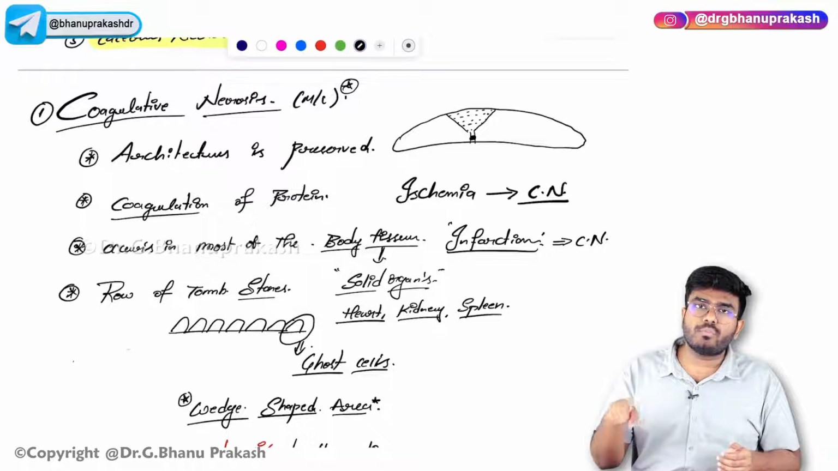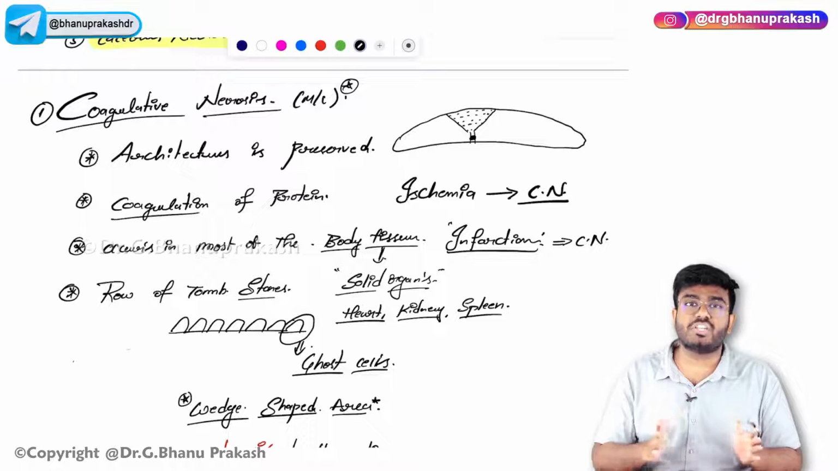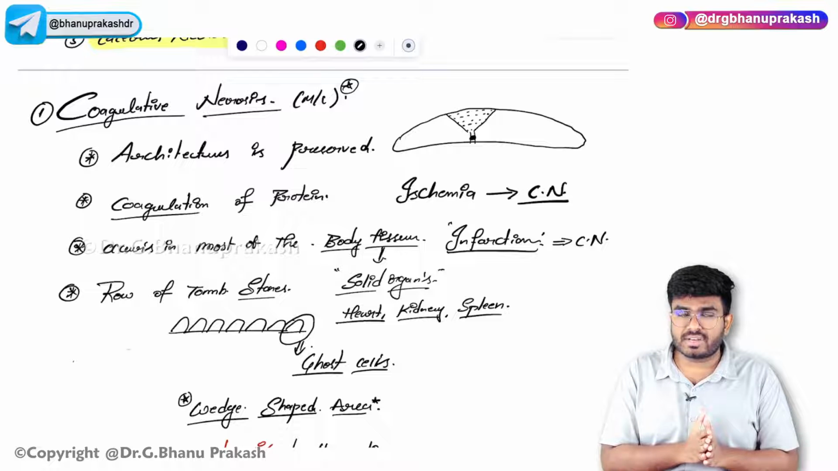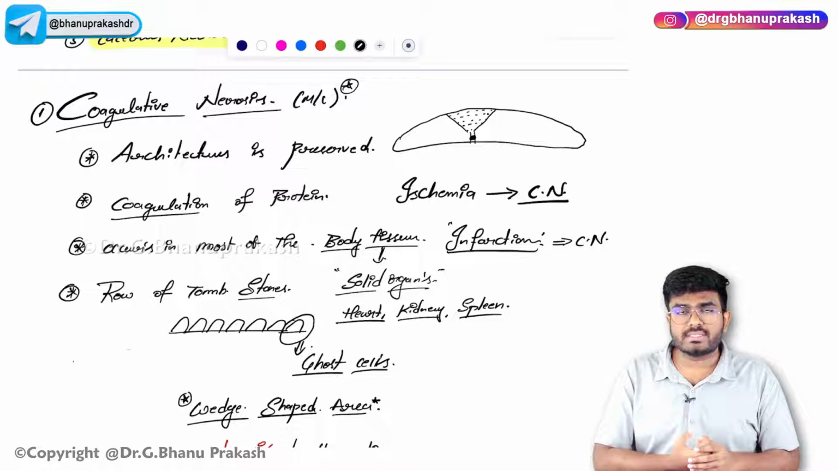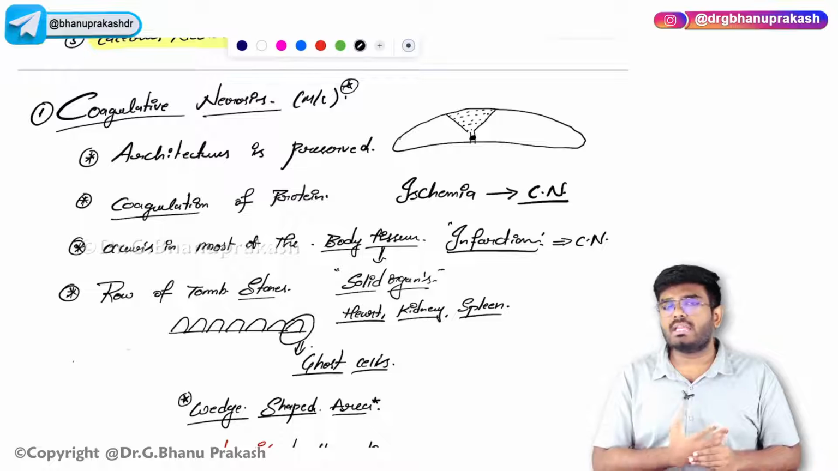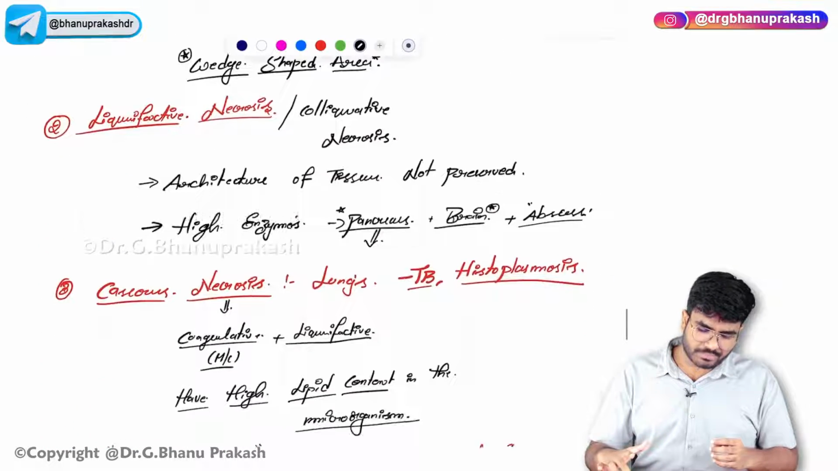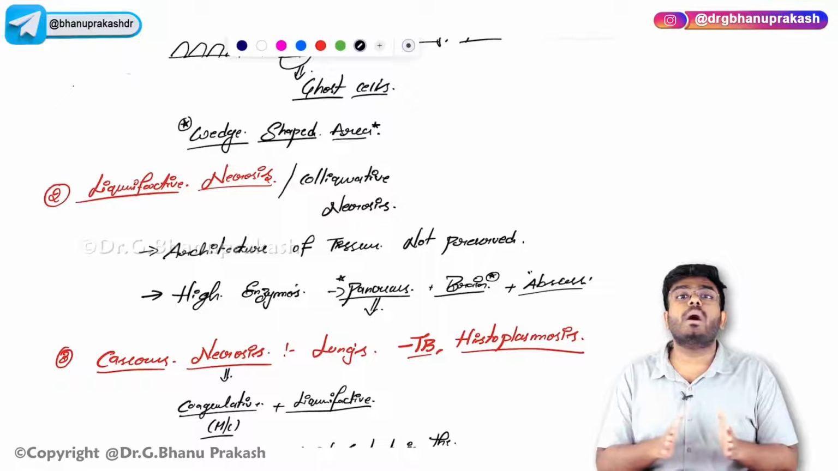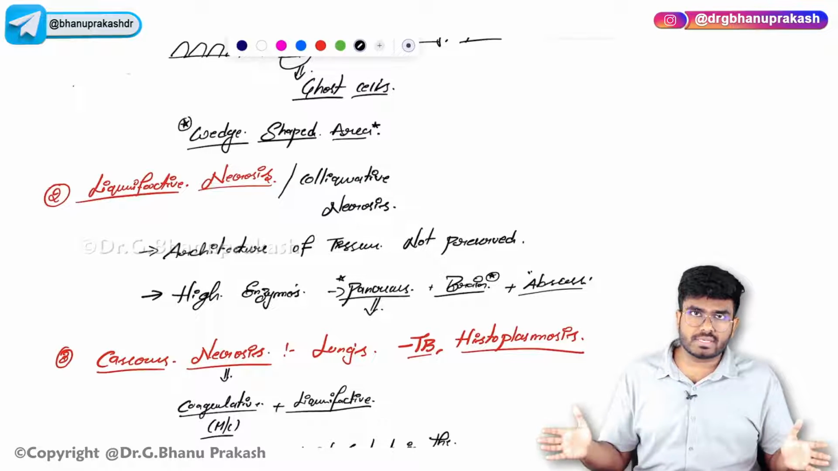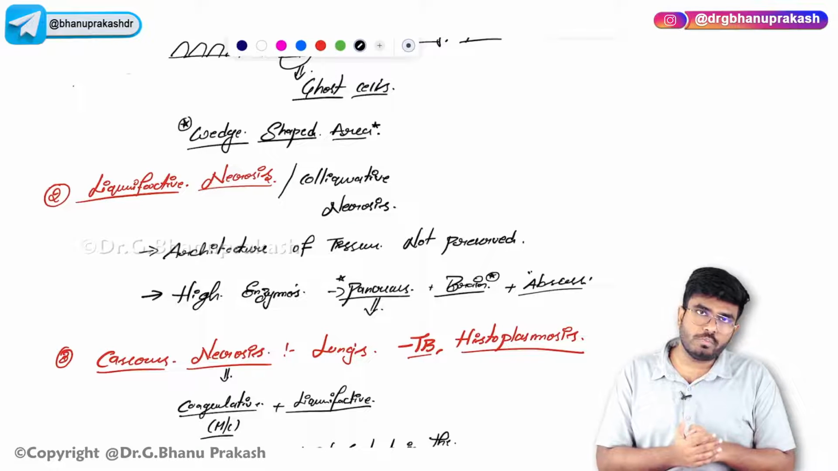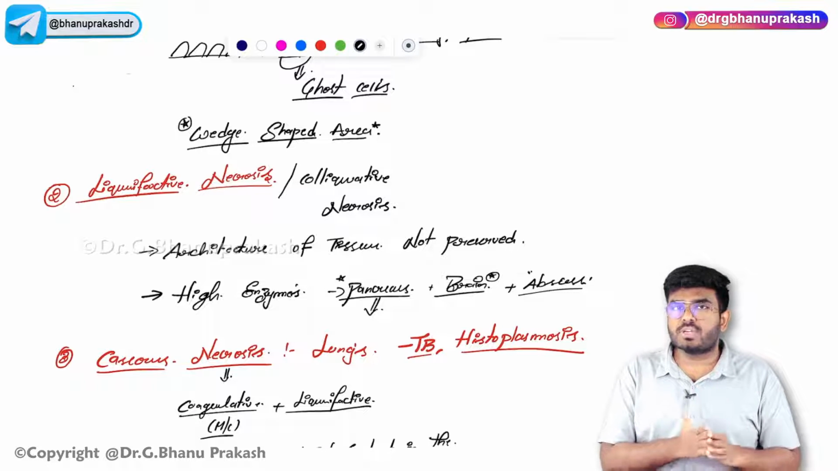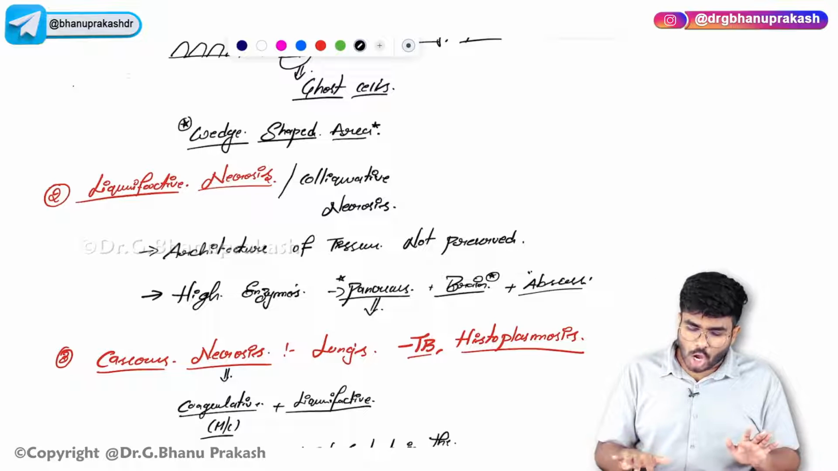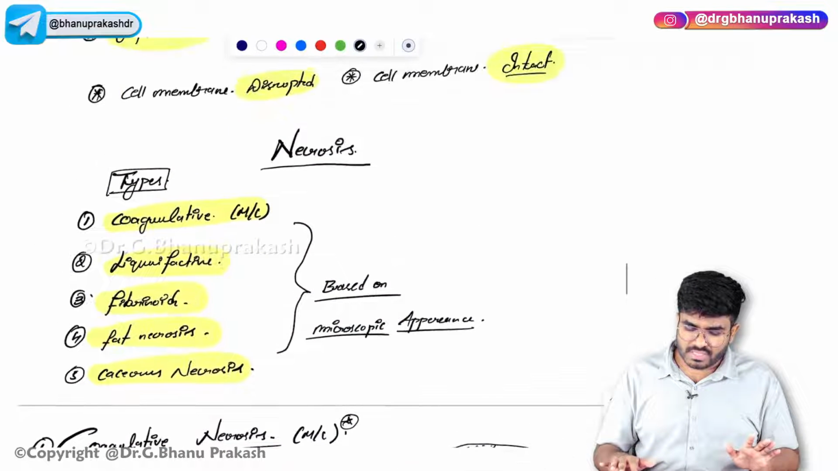What you will see is a row of tombstones appearance. Architecture is maintained. Individual cells without the nucleus are called ghost cells. The point I want you to know is that all these different types of necrosis are classified based on the microscopic appearance, based on the appearance in which they are dying under the microscope. Different tissues in the body will undergo different types of necrosis. All these necrosis are always pathological.